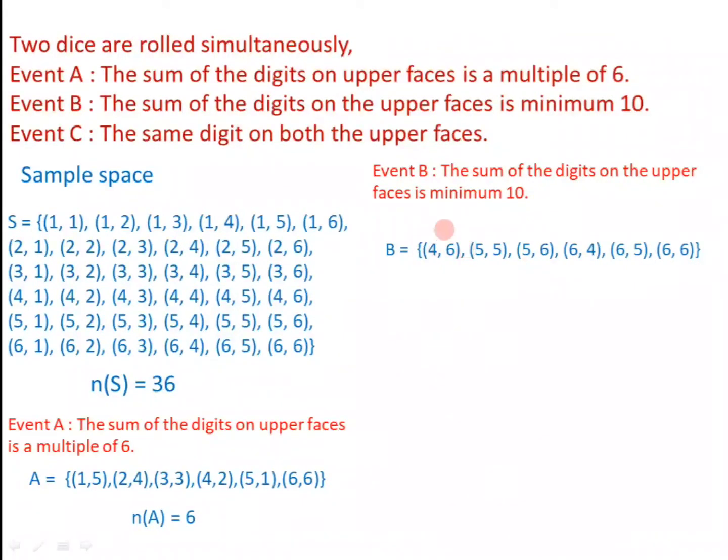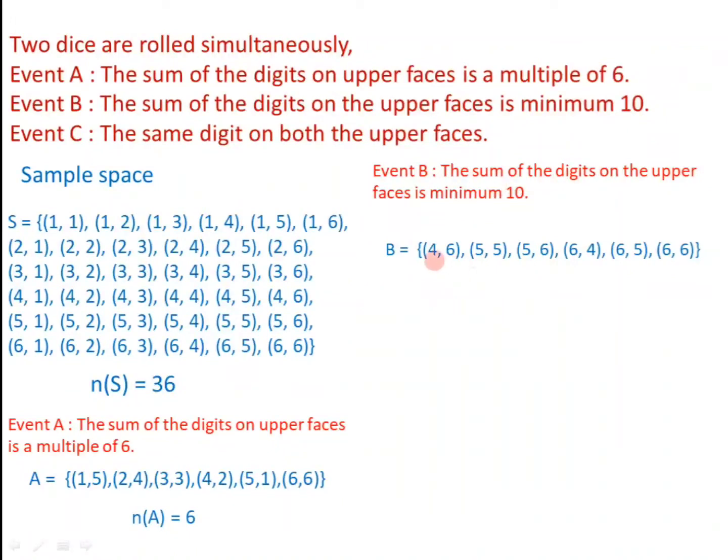So if we add the two numbers from each pair, 4 plus 6 is 10, which is the minimum of 10. Then 5 plus 5 is also 10. Then we have 5 plus 6, that's 11. So it can be a part of this set because we need the sum of digits 10 or more than that. Then 6 4, again 6 plus 4 is 10. 6 plus 5 is 11, so that can also be part of that set. And 6 plus 6, that's 12. So these are the only elements from these 36 sample points which satisfy the given condition.